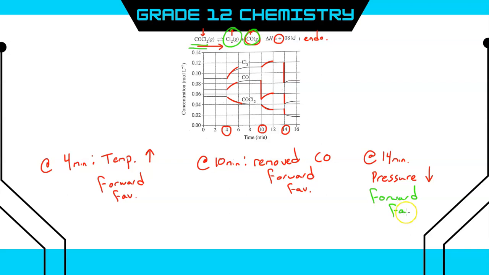And we can look at the graph to see if we were right. It looks like chlorine and carbon monoxide increase. So our products do increase, whereas our reactant decreases. So indeed, we are right.